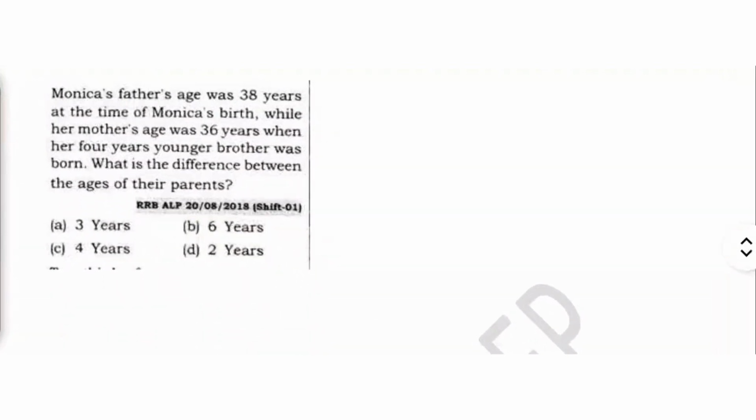Monica's father was 38 years at the time of Monica's birth, while her mother's age was 36 years when her 4 years younger brother was born. What is the difference between the age of the parents? So guys, this is a very logical problem. Even when I was getting the solution, even I took time. So I will explain it very nicely.